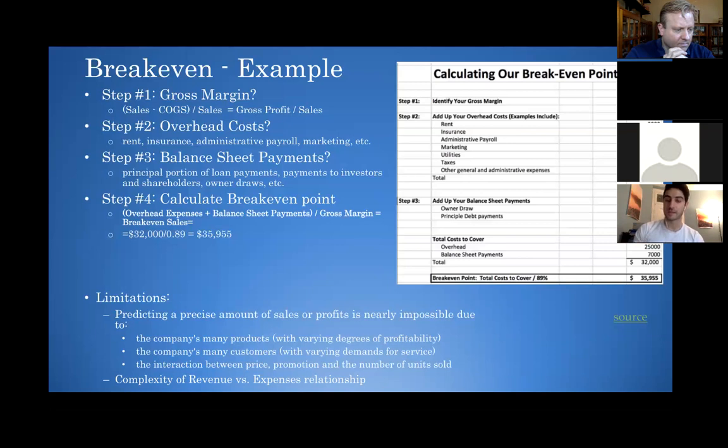So that's one thing we have to know: how do expenses change with revenue? And lastly, how do other factors affect this relationship over time?